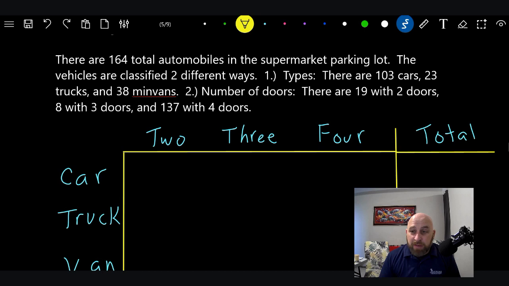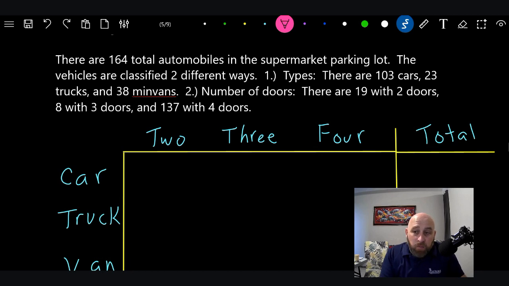The first time we go through, we find out that there are 103 cars. There are 23 trucks, and there are 38 minivans. Then we go through and count them again, I guess because we wanted to, or maybe we were marking them down separately when we did it.